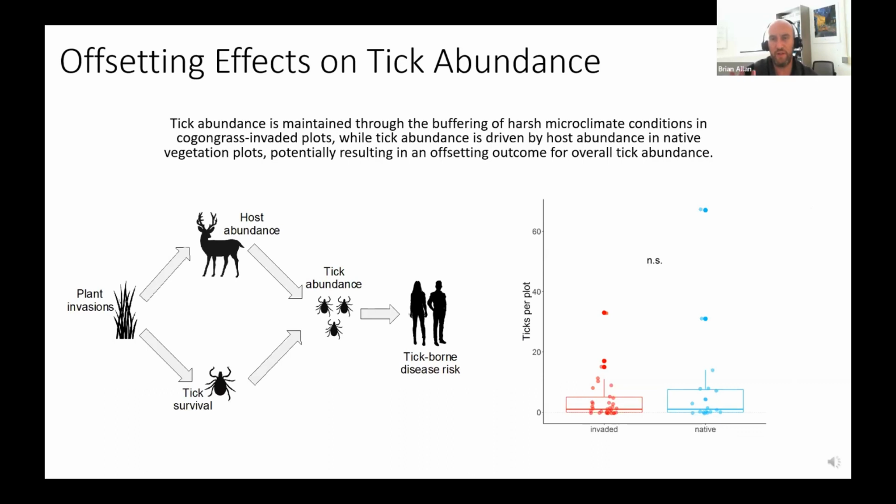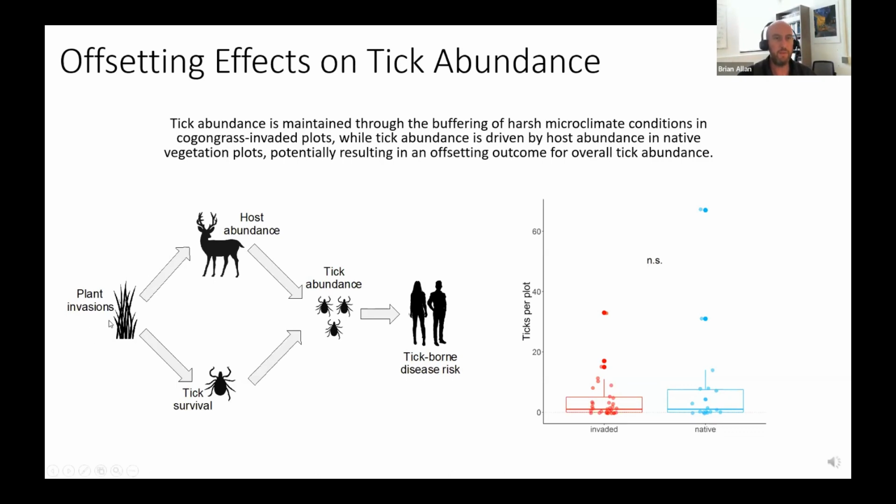And so had we just collected data on how many ticks there were in native vegetation versus Kogan grass invaded sites, we might have concluded that Kogan grass is having no impact on tick-borne disease risk because there's no difference in the number of ticks. In actuality, we think that Kogan grass is impacting tick abundance by two different mechanisms, and they're offsetting each other. And for that reason, you see no difference.